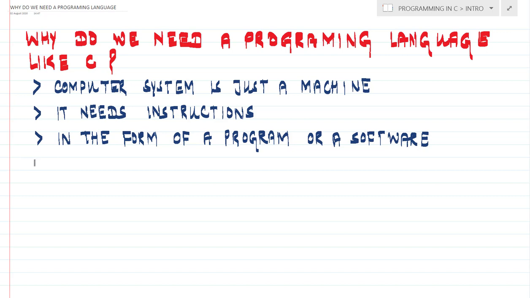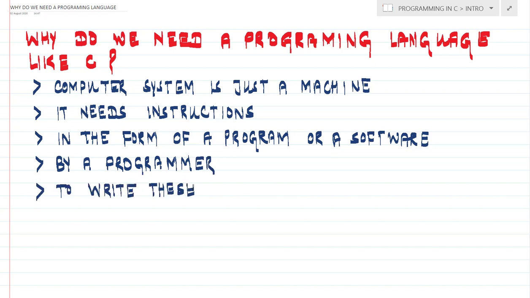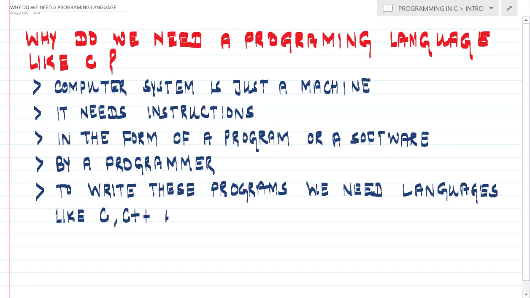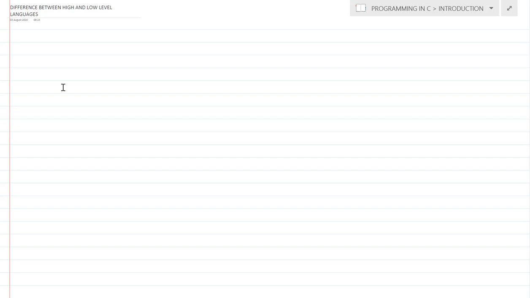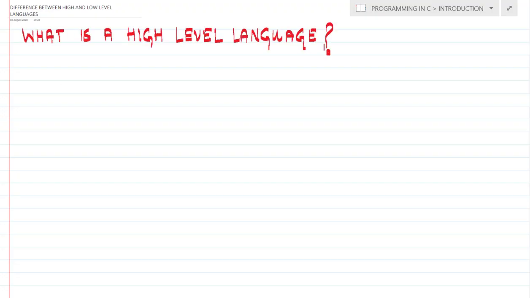Now these softwares or programs are written by software programmers, and they need a language using which they can write these required programs. And for that very purpose, the programmers use the languages like C, C++ or Java. So I hope this clears why we actually need a programming language like C, C++ or Java. Now let's get back to the question that we left earlier in the very first slide. If C is a high level language, then what does it mean actually?